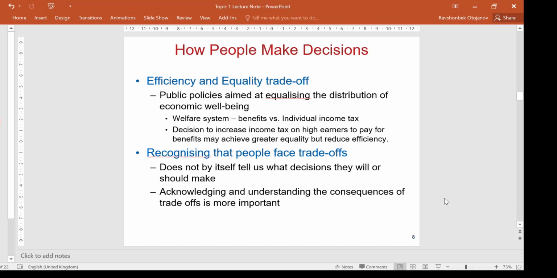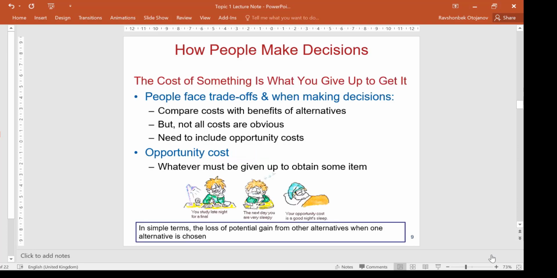Now, economists recognize that people face trade-offs, but facing a trade-off doesn't itself tell us what decisions will be or should be made. It's the acknowledgement of individuals, or their understanding, that the consequences of these decisions are important. So that's what economists are interested in, and that's what we study as well in this course. When faced with trade-offs, people will have to compare costs and benefits of alternatives. For example, in order to go to university, you would have calculated the costs and compared these costs against the benefits, but not all costs are obvious. Not everything is financially measurable.